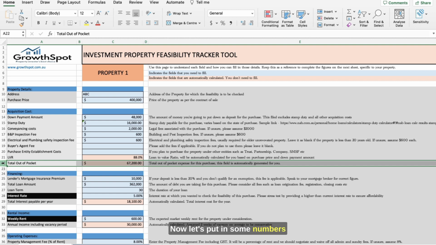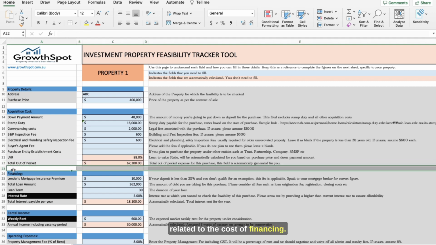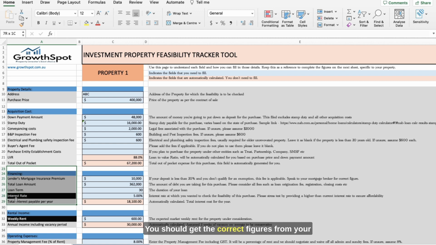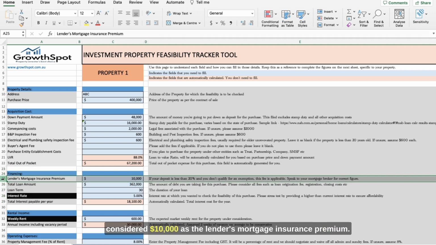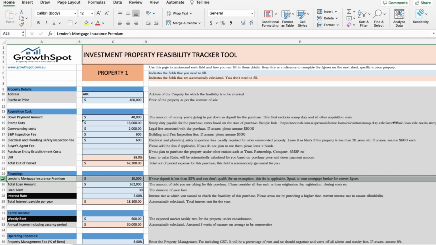Now, let's put in some numbers related to the cost of financing. You should get the correct figures from your mortgage broker, but as a rough estimate, I've considered $10,000 as the lender's mortgage insurance premium. This insurance fee is payable when the deposit is less than 20% of the purchase price, and it is there to protect the lender and not you.